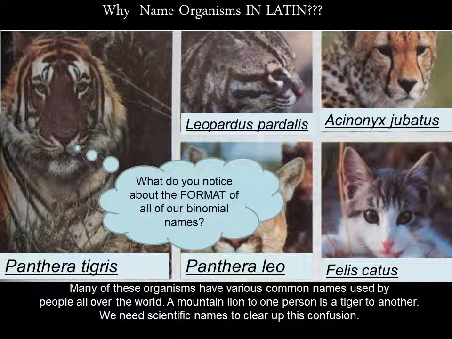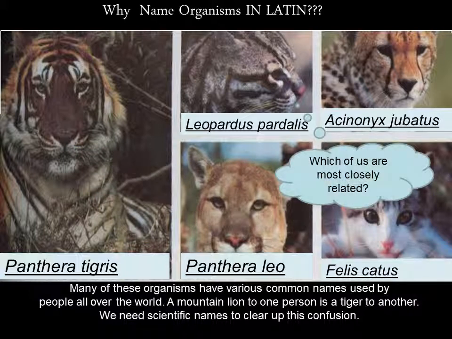The first letter of the first word is always a capital. The first letter of the second part of the name is always lowercase, and if you are writing on a computer, you must put it in italics, and regardless of how you're writing it, you must underline it. That's to make the name jump out from the page so you can scan papers quickly and simply to find the organism that you're interested in.